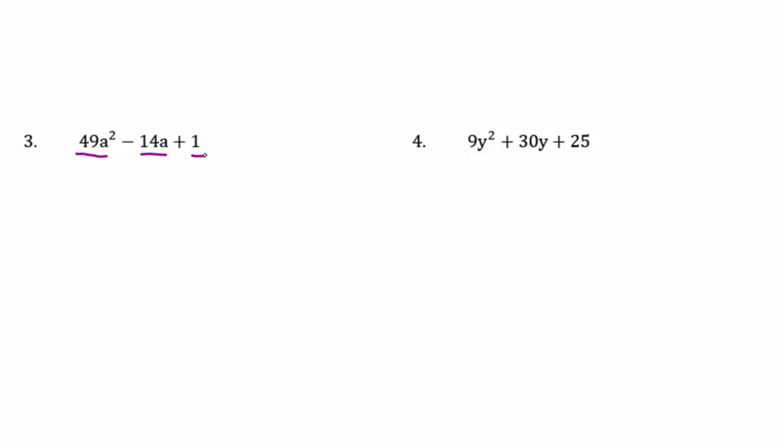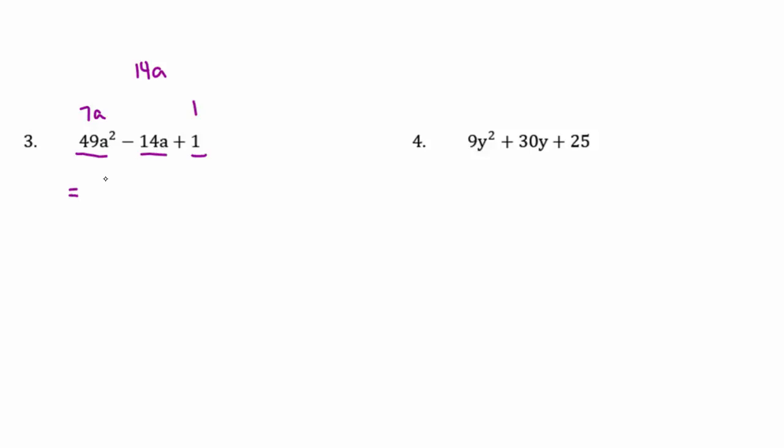And so what I'll do real quick is take the square root. I see 49 is a square. The square root of 49 is 7. The square root of a squared is a. The square root of 1 is 1. And I'll multiply these two. 7 times 1 is 7. And if I double, that's 14a. Oh, that's the middle term, right? So therefore we know this would be a perfect square.